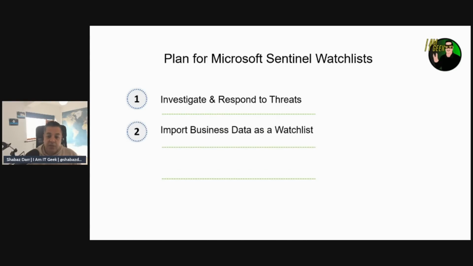You then need to think about importing business data as a watchlist. For example, you can import user lists with privileged system access, or employees that have left the company and been terminated, and then use the watchlist to create allow and deny lists used to detect or prevent those users from logging into the network.